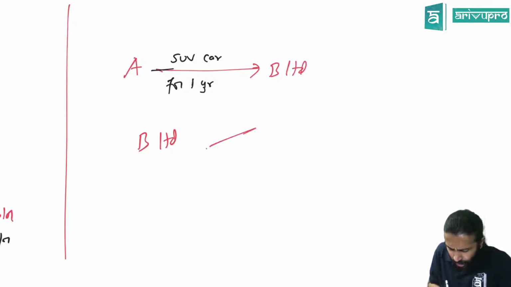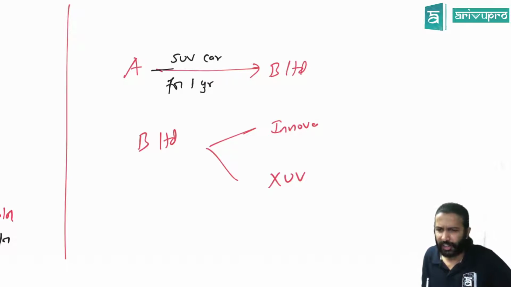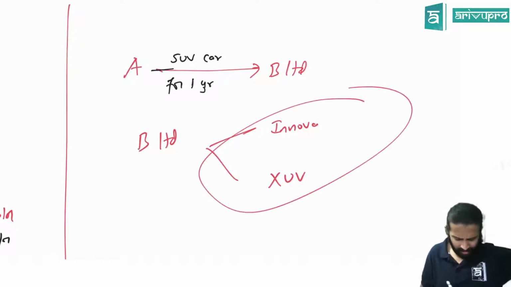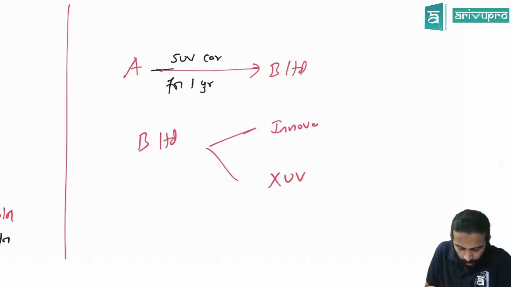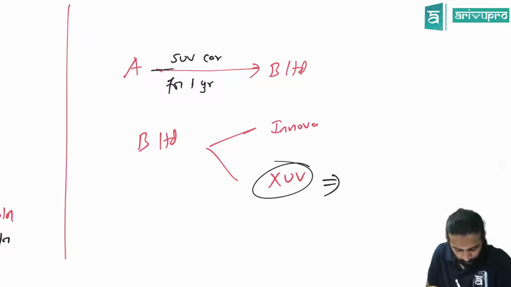B Limited has only two SUV cars, sir. He has one Innova and he has one XUV. Only two SUV cars he has. Rest everything is other cars, sedans or hatchbacks. He has only two SUV cars, let's assume. Now you just check. The XUV Mahindra, he has already sent it.